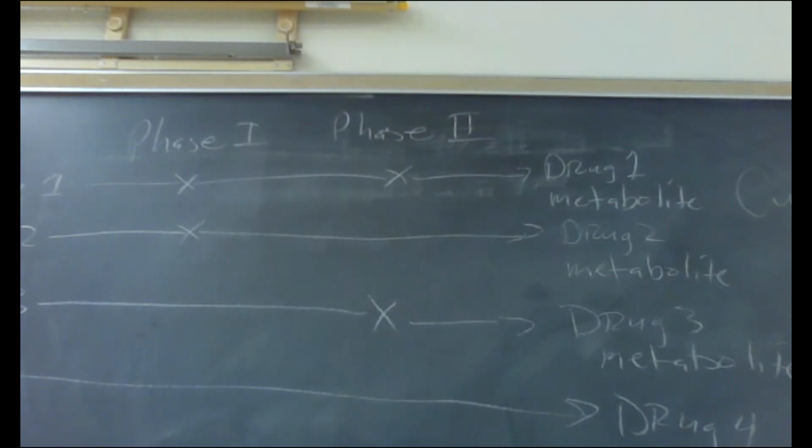SSRIs inhibit 2D6 typically. Of those, paroxetine is the worst, then followed by fluoxetine. Sertraline is not that bad of an inhibitor, but at high dose, it's a dose-dependent inhibitor of 2D6. When you get to the top of the dose, you're inhibiting 2D6. Your 2D6 activity goes away. That's why you're getting that effect.